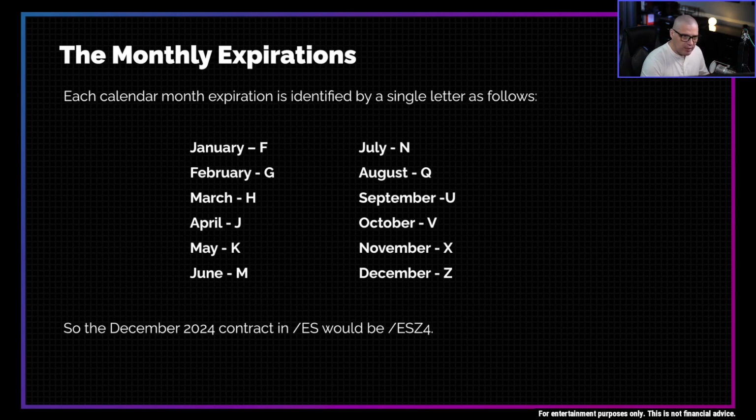Another confusing thing when it comes to futures is the monthly expirations and their letters. Each of the 12 months has a letter. For example, January is F, February is G. Right now we're in September as I'm recording this video. That would be U as the monthly designation.